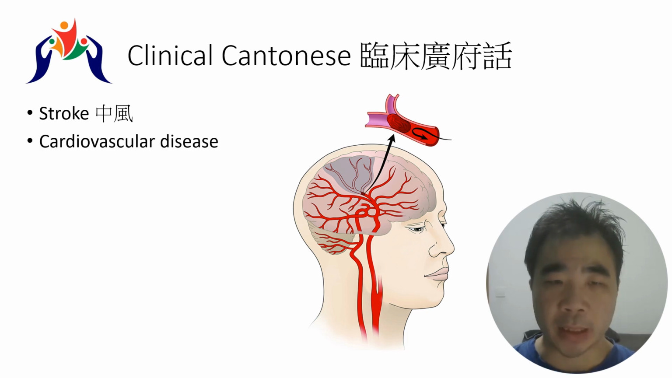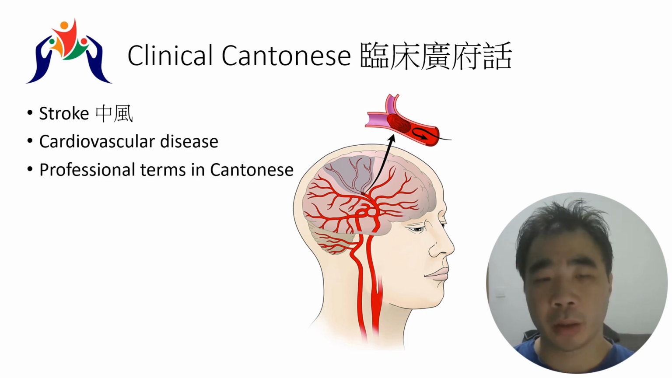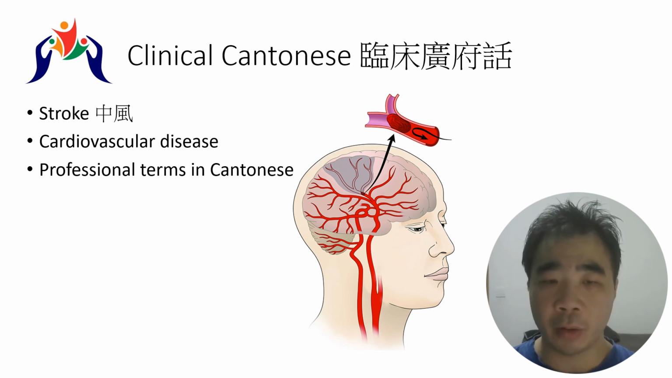Today our topic is on stroke. Stroke 中風. Stroke is a common cardiovascular disease in elderly population. Then in this lesson, we'll go through some professional terms in Cantonese. It's mainly for healthcare professionals, on how to describe the condition to the patient.